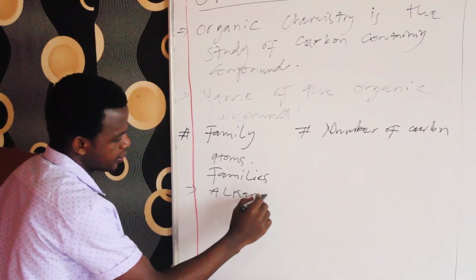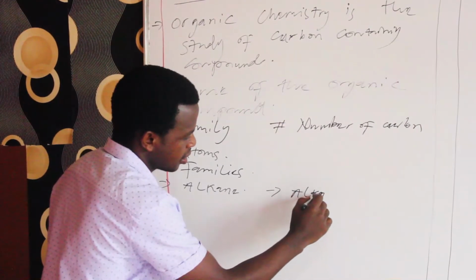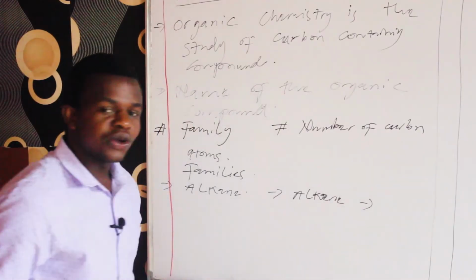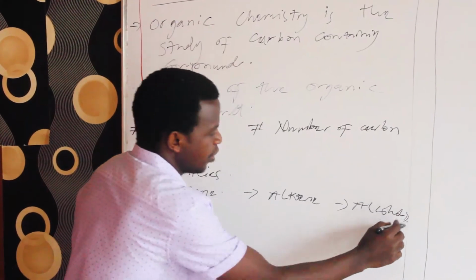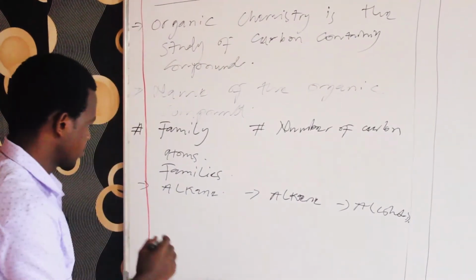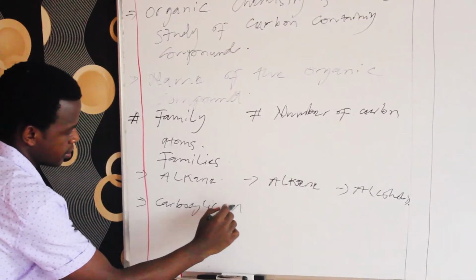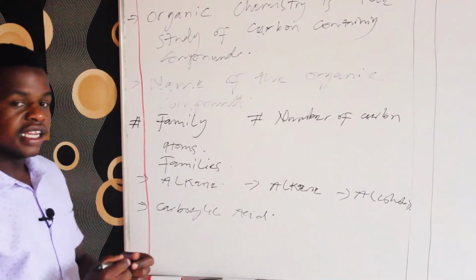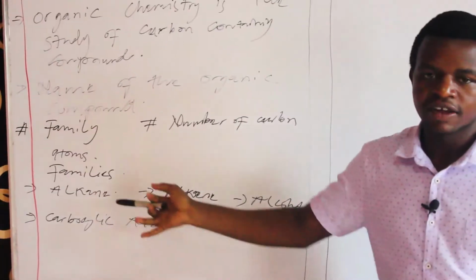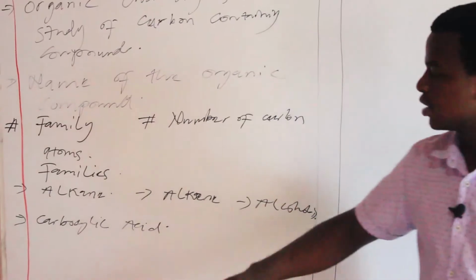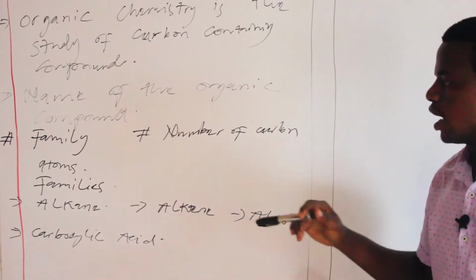the alkanes. Apart from the alkanes, we have the alkenes. We also have the alcohols. We also have the carboxylic acids. So if you hear the name of the organic compound, the compound is going to belong to one of these families. So we have the alkanes, the alkenes, the alcohols, and the carboxylic acids.